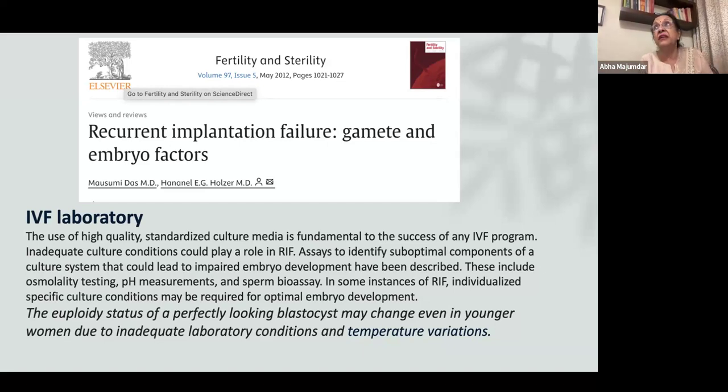And this I heard at the recent conference from the master who was talking on RIF. He said that in young donors, they started doing aneuploidy tests, and they took embryos from different labs, and they found that the aneuploidy rate had increased from certain labs, and that is due to poor culture conditions. So we have to remember that even young women who have normal eggs could make poor embryos if the laboratory conditions are not good, and they may still come out with a blastocyst, but one which may not be euploid or may not be the best.